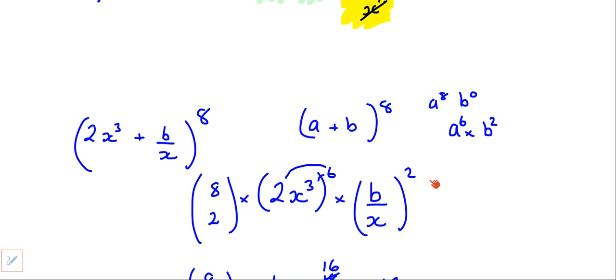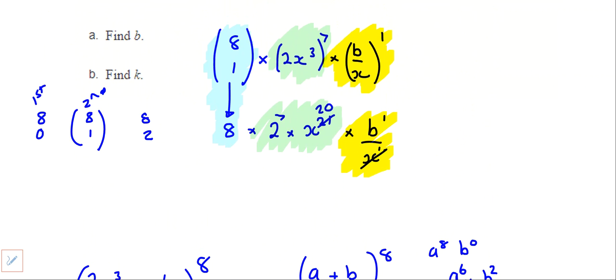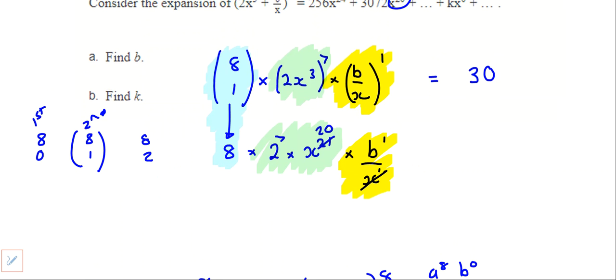Now, if I go back up to what we were doing in the one we actually want, look. So I know that the second term is, what was it, 3072, is it? 3072.